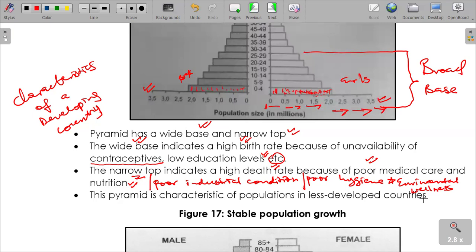Such conditions also end up causing people to have chronic illnesses that are related to what? To the chest, what we call respiratory diseases, which at the end of the day also end up limiting or reducing the life expectancies of what? Of our people in developing countries.